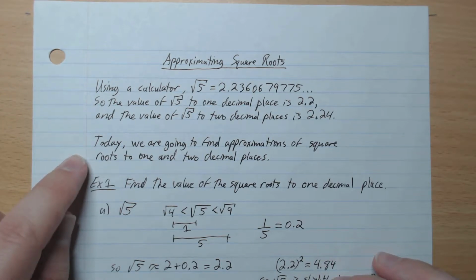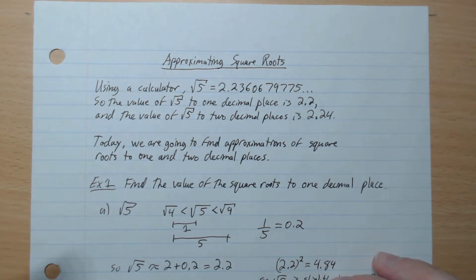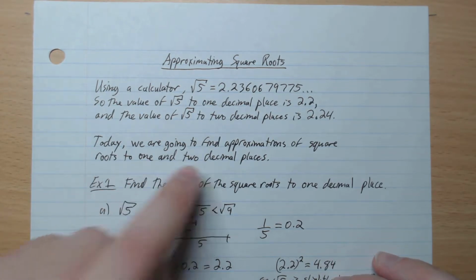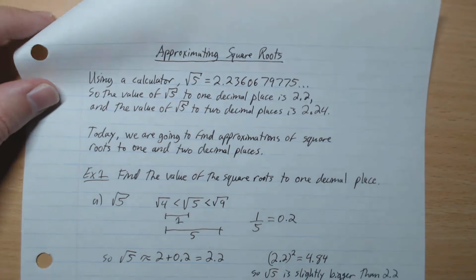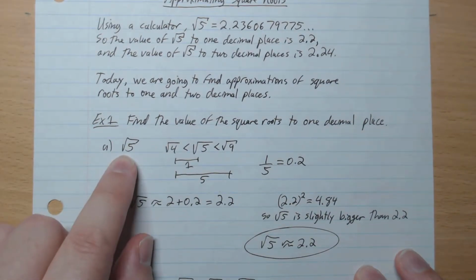And today we're going to look at finding the approximations of square roots to 1 and 2 decimal places. So I'll do lots of examples and then I'll have you guys practice right after. So let's take out the first one, root 5.